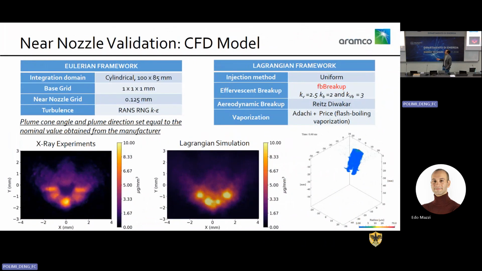Obviously, the setup, I will be very quick on that because all of us know what the usual settings are. I just want to mention that the effervescent breakup is the FB breakup model, and then for the aerodynamic breakup we use the Reitz-Diwakar model. And these are the density maps.